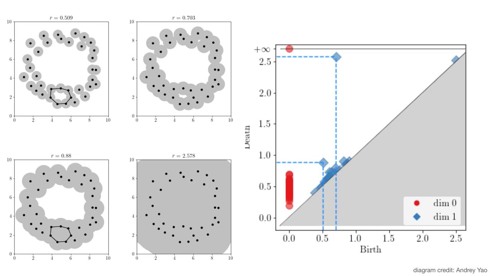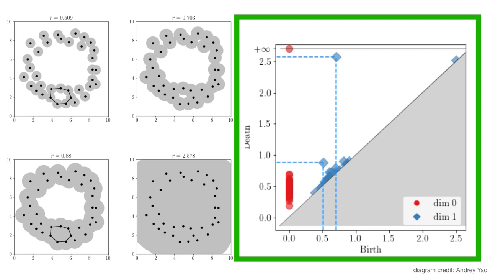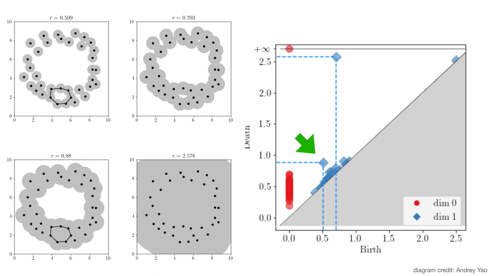And as you grow the balls, the homology groups change along the way. And the change in homology groups can be succinctly summarized by this persistence diagram, where the x-axis is the birth time of this homology class, and the y-axis is the death time of the homology class. So for this point here, its birth time is 0.5 something, death time 0.8 something. It corresponds to this polygon we have here. It's born at around 0.5 something, you have this cycle, and by 0.8 something, it becomes a boundary. So the homology class vanishes.